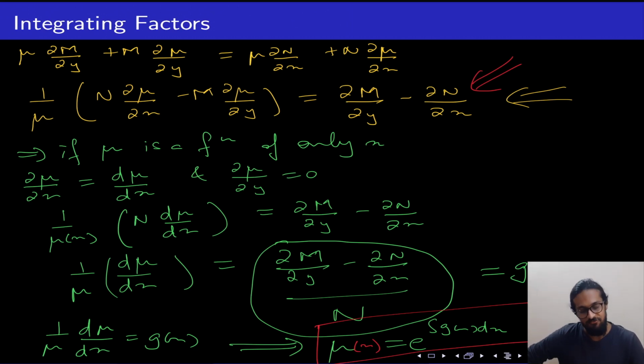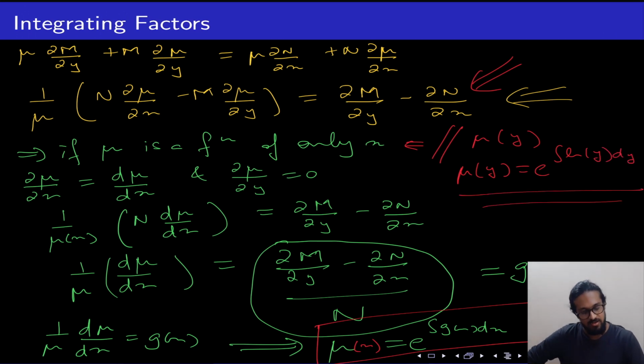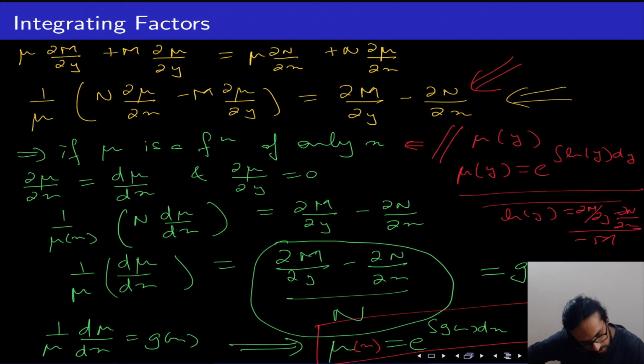So now if we assume that the integrating factor is simply a function of x, we could also assume that it's only a function of y, in which case we will get mu of y is equal to e power integral h of y dy, where h of y would actually be, I think, dou m by dou y minus dou n by dou x divided by m, maybe minus m. So this would be h of y.